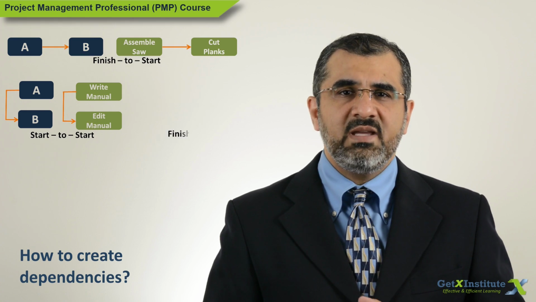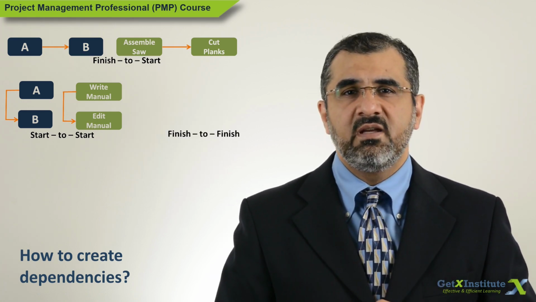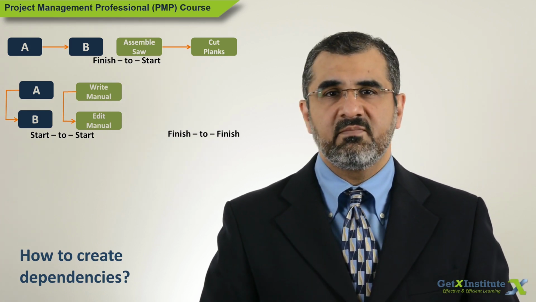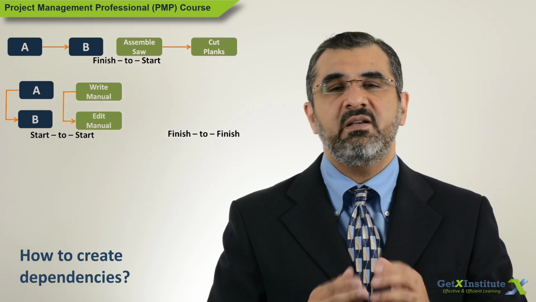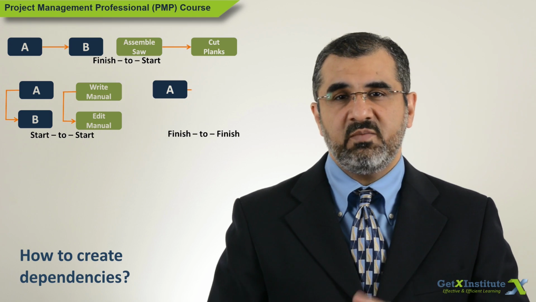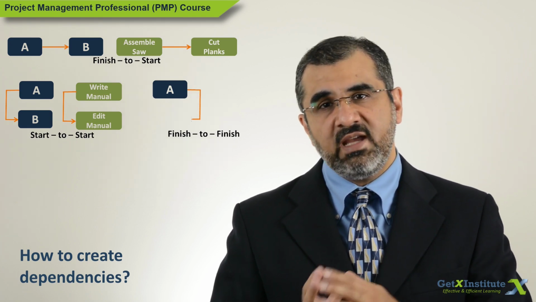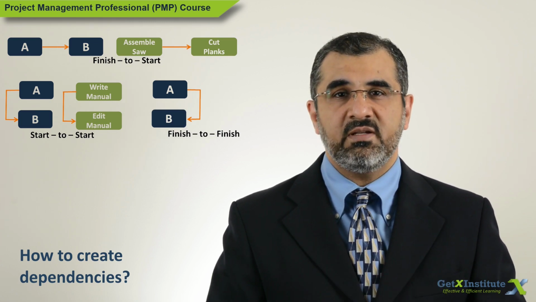The third type is the finish to finish relationship. Finish predecessor activity, then finish the successor activity. Successor activity cannot be logically completed until the predecessor is complete. So finish A, then finish B. If the finish of A is late, the B will continue and cannot be logically completed.